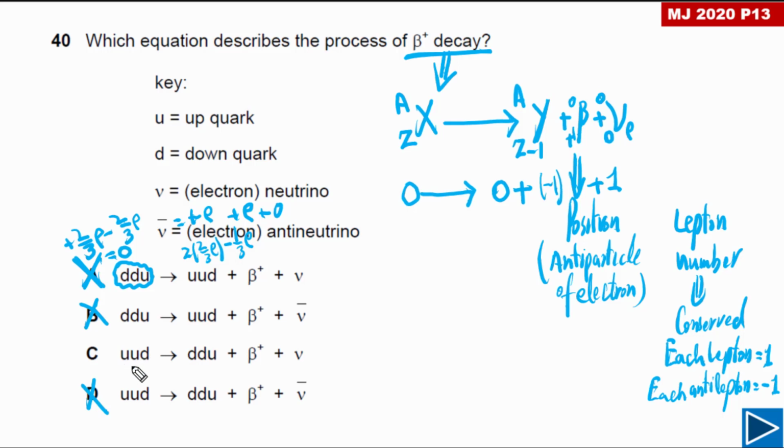Let's look at C now. We have 2 up quarks and 1 down quark. The total charge on this is equal to plus e, you can just calculate. Now the charge on 2 down quarks and 1 up quark will be equal to 0. The charge on beta plus is plus e, and the neutrino has no charge. So you see, in this case charge is also conserved, and this is the possible answer.